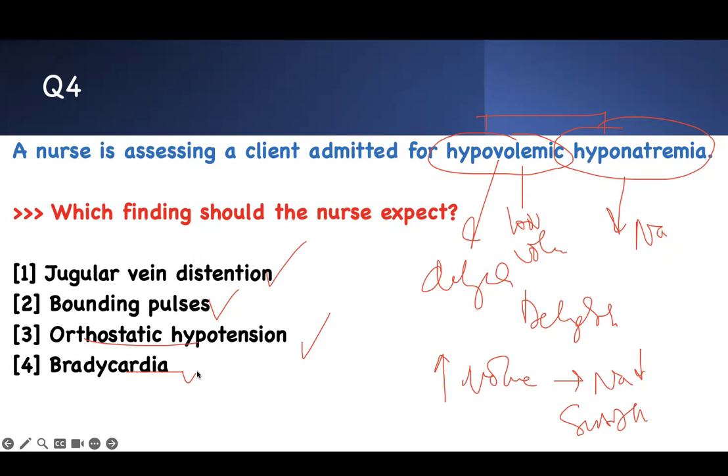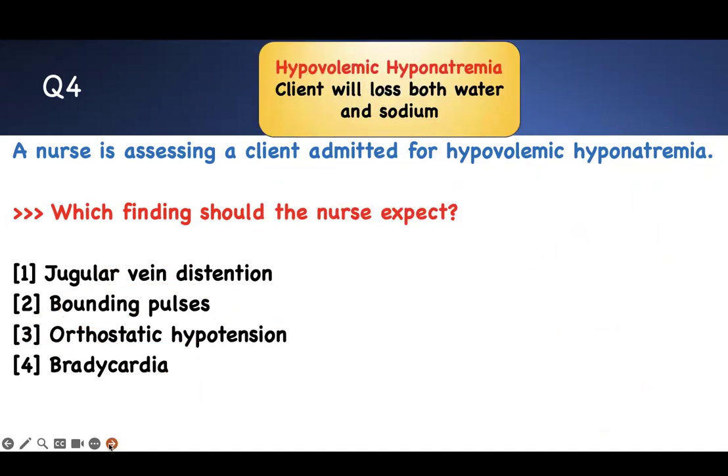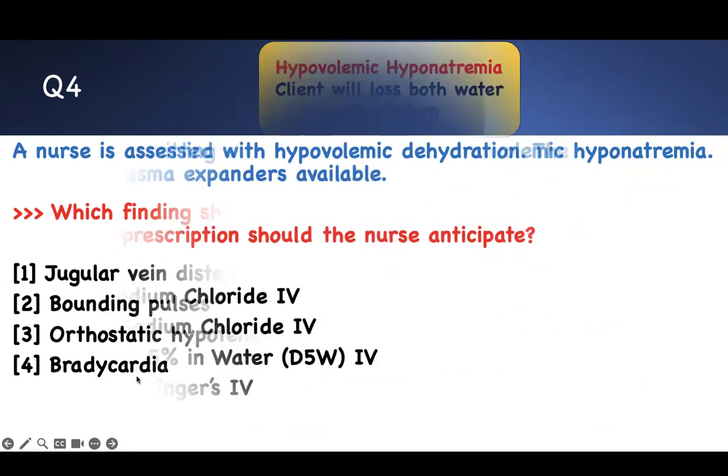Somebody who is hypovolemic, his heart rate is supposed to go up. Somebody who is hypovolemic, his JVD will not be there. The neck veins will be flat. Somebody who is hypovolemic, the pulses will be thready. Therefore, by elimination, I know orthostatic hypotension should be the right answer. I know you got it. I know you picked the right answer because the class is rooting for you. Clients will lose both water and sodium, and therefore will have signs and symptoms of hypotension.